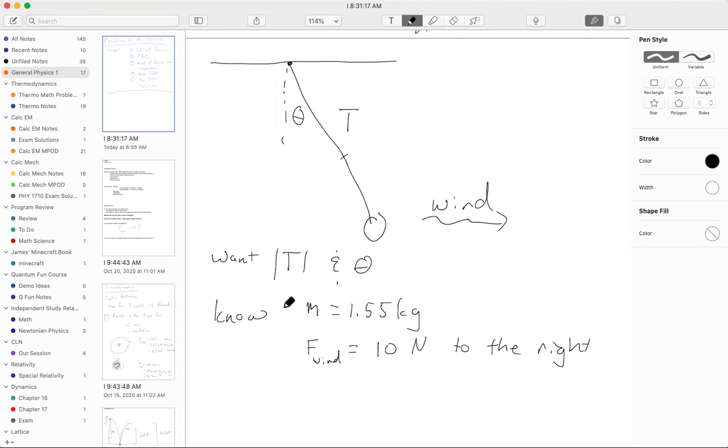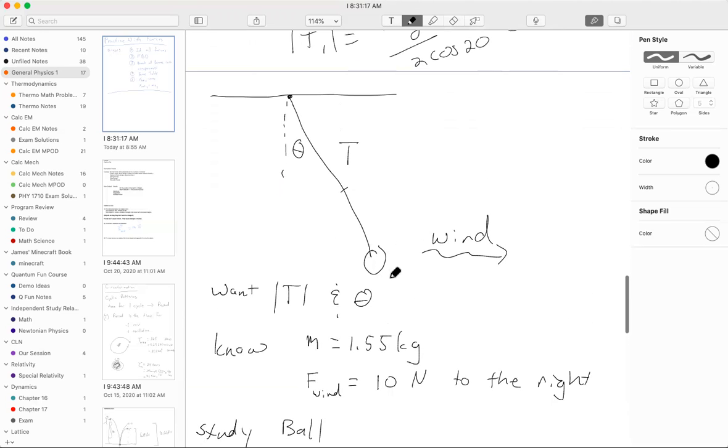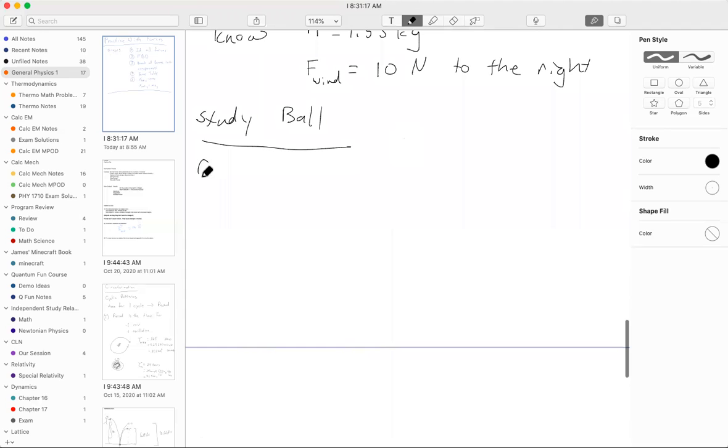Okay. All right. So I have lots of information, and this is the force of the wind on the ball. So I have lots of information about forces acting on the ball. So let's focus on the ball. All right, so that's our plan. Our steps are to identify the forces acting on the ball. So the forces would be, well, there's gravity, there's a tension, and there's wind acting on the ball.